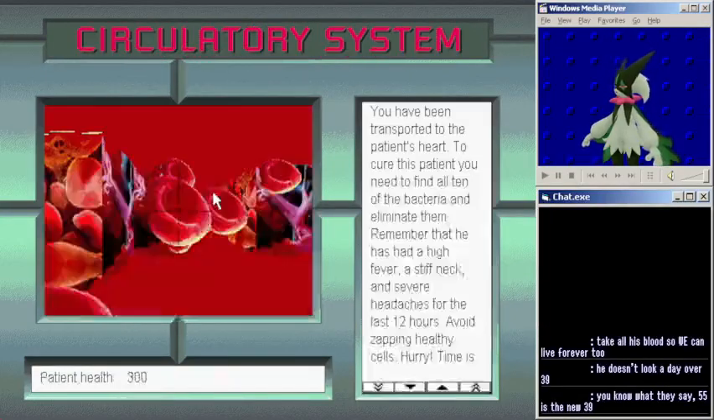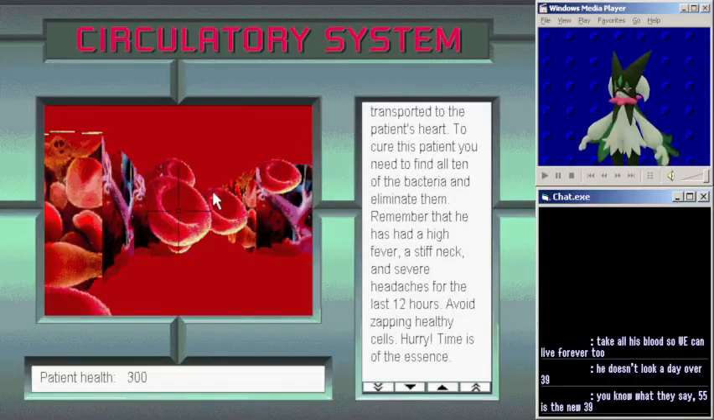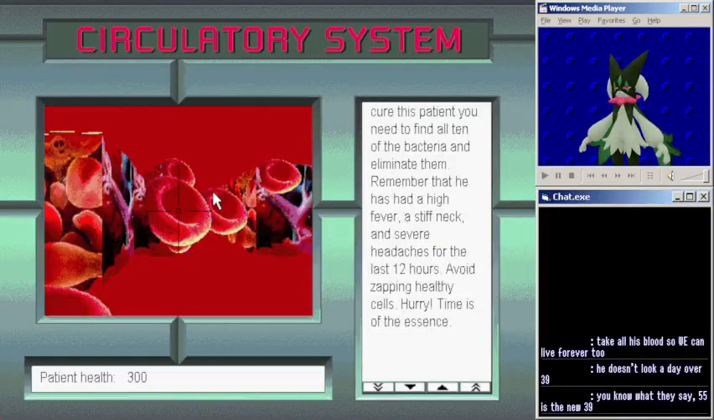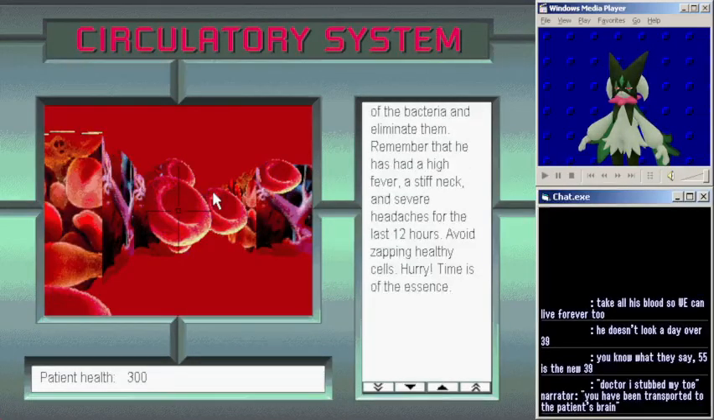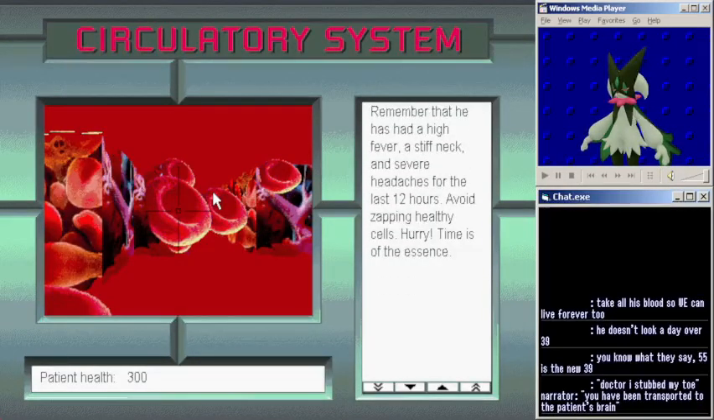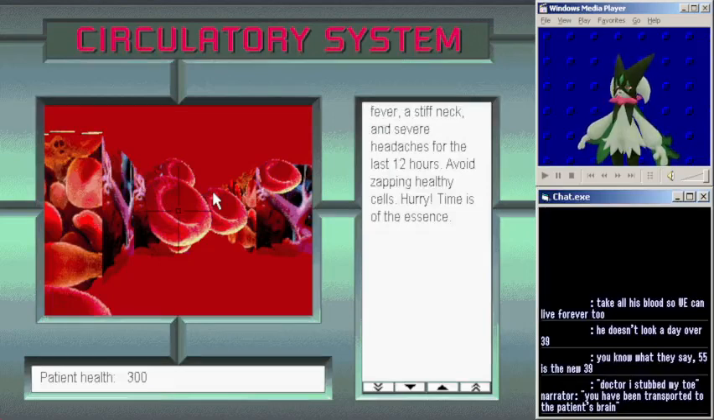Okay. You have clearly been transported to the patient's heart. To cure this patient, you need to find all 10 of the bacteria and eliminate them. Remember that he has had a high fever, a stiff neck, and severe headaches for the last 12 hours. Doctor, avoid zapping healthy cells. Hurry, time is of the essence.